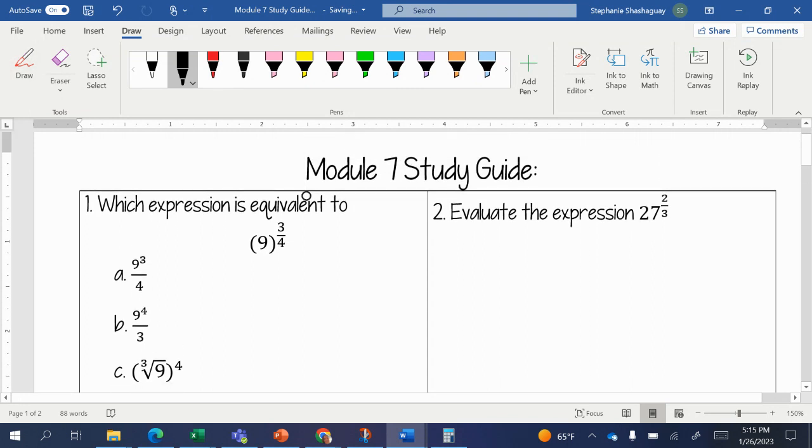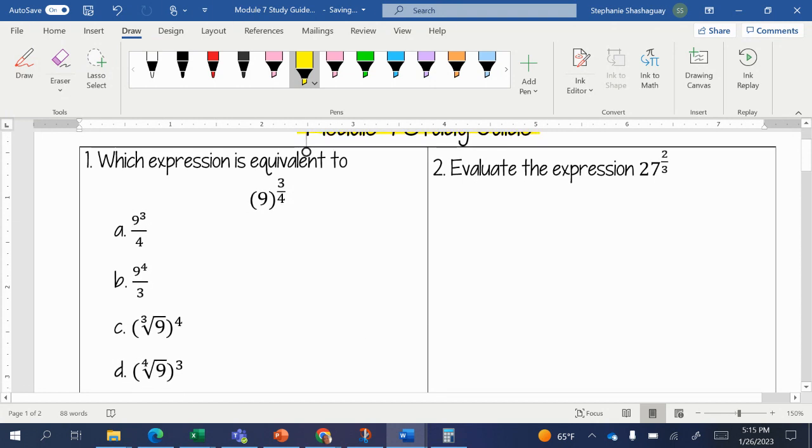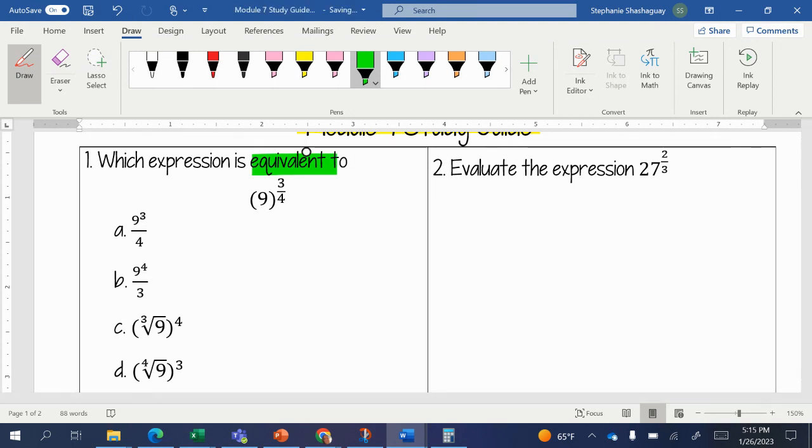All right, in this video, we're going to be doing the Module 7 study guide because your test is tomorrow. So let's look at number 1. It says, which expression is equivalent to? And so we're looking for all of the equivalent expressions. Basically, this is from your notes, I believe for 7.4. So if you need to reference or review your notes, those were your 7.4 notes. Okay.